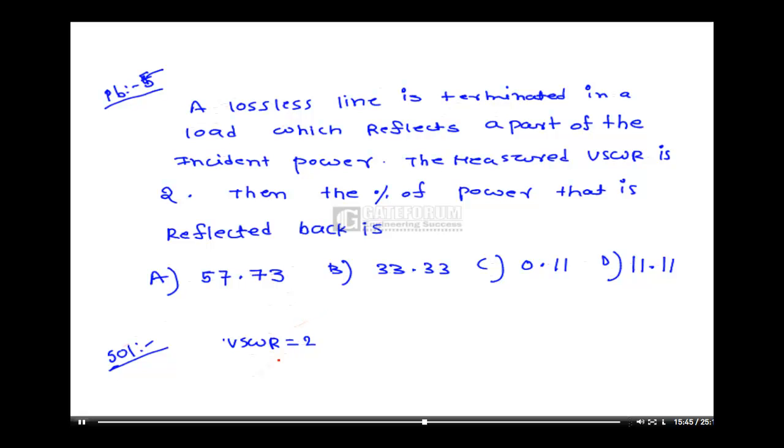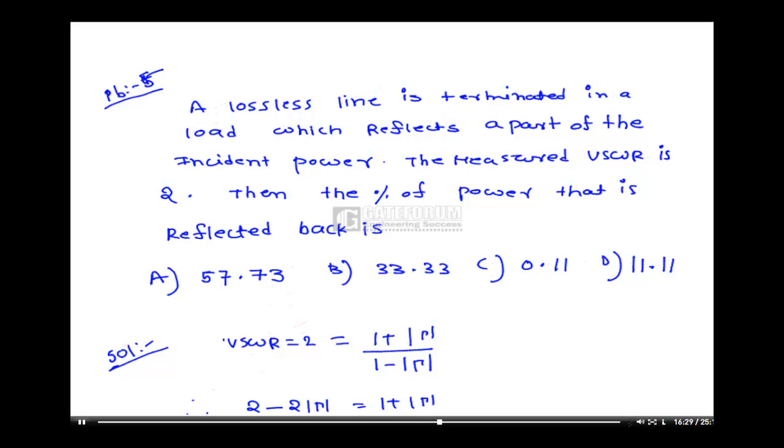Now how can we relate this VSWR to the reflection coefficient? VSWR is equal to (1 plus mod tau) by (1 minus mod tau). Now try to calculate what the tau value is. Therefore, 2 minus 2 mod tau is equal to 1 plus mod tau. So 1 is equal to 3 mod tau. Therefore, mod tau is equal to 1 by 3. Therefore, tau is equal to plus or minus 1 by 3. It may be either plus or minus.